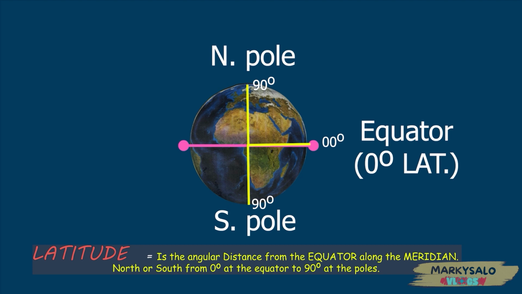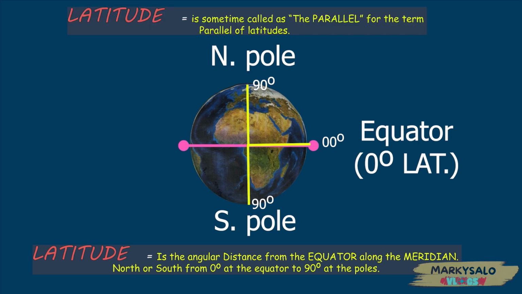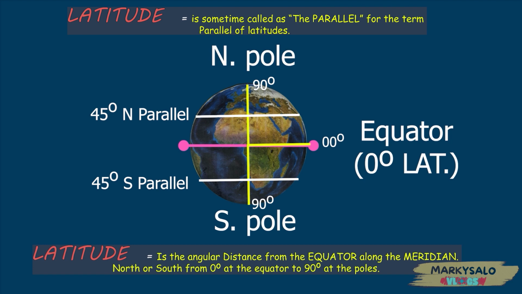Latitude is the angular distance from the equator, measured northward or southward along a meridian from 0 degrees at the equator to 90 degrees at the poles. Latitude is sometimes called parallel, from the term parallels of latitude.